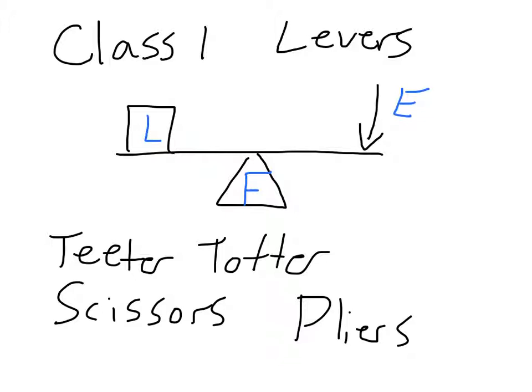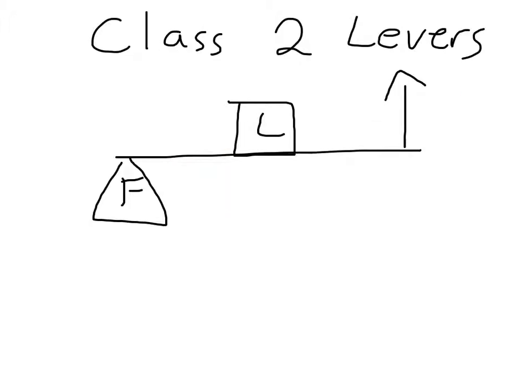All right. So just remember, class 1 has the fulcrum in the middle. It's the only one where the fulcrum is in the middle. Class 2 levers have the fulcrum on one edge, and it doesn't matter if it's on this edge or this edge, as long as it's on the edge. But then there's the load in the middle and the effort on the end.